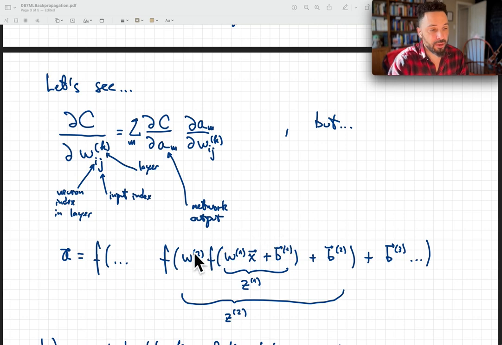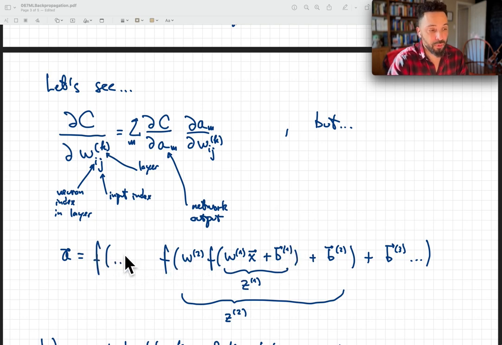This is on the second layer now. And there's a second layer weight, there's a second layer bias, and then you have as an input to the second layer the output of the first layer, which is z1. So this is the first layer activation, z1, and it's given by the weight of the first layer, the input vector and the bias of the first layer.